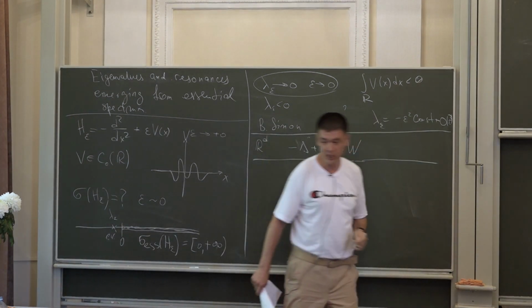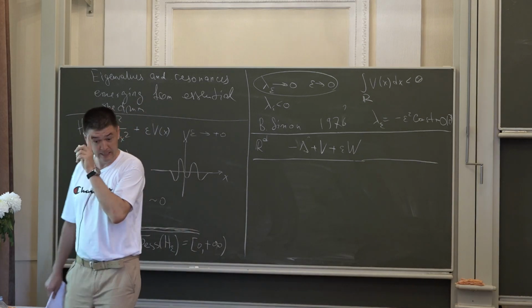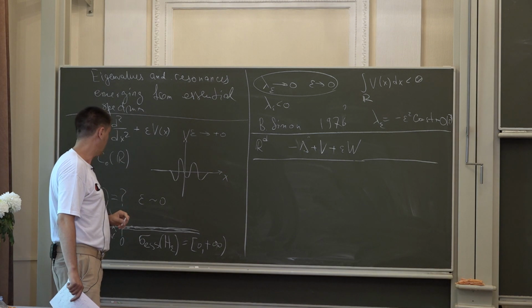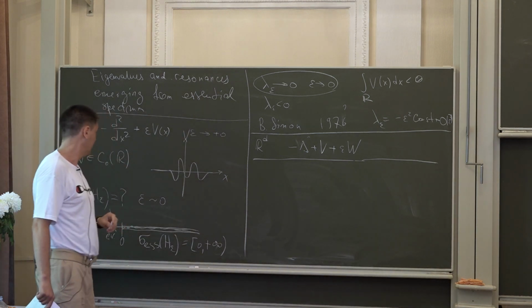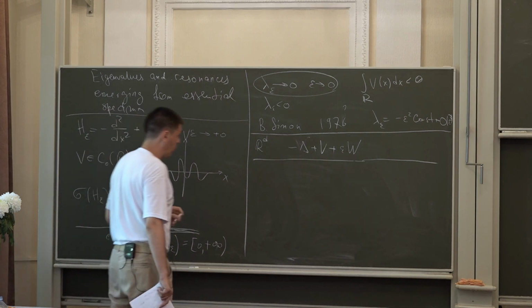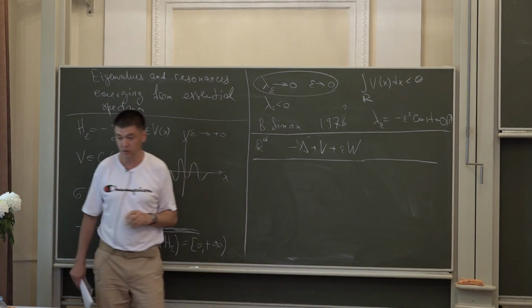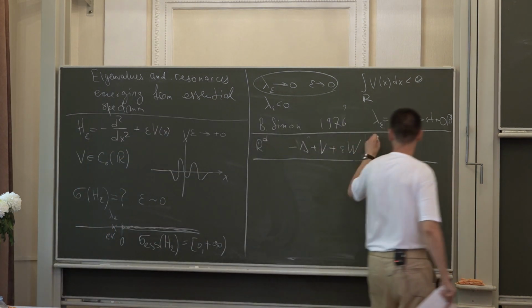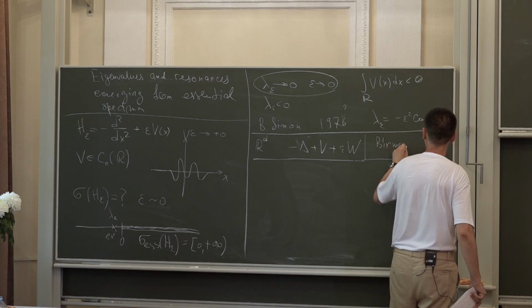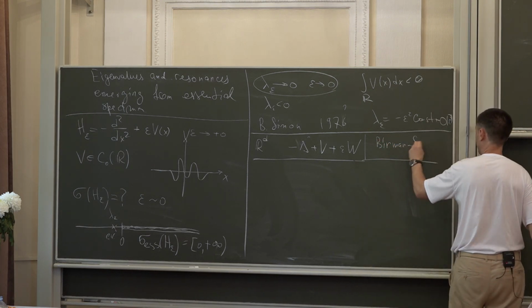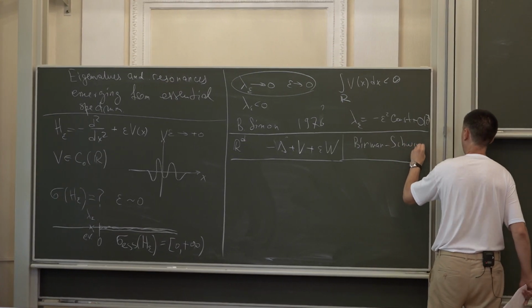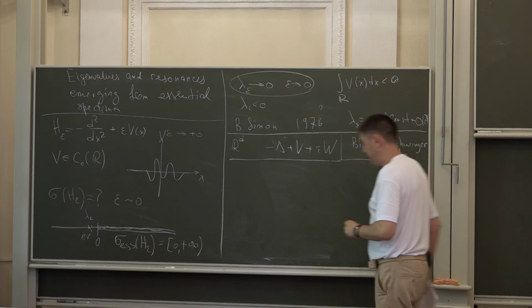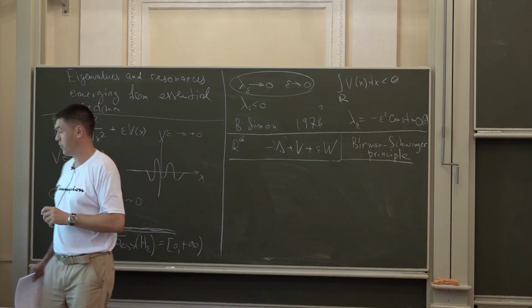Okay, but this was just an example, and the technique which was used by Simon, so he assumed that V is real and the operator was self-adjoint, and then he referred to the Birman-Schwinger principle, of course. And actually the technique is a variation of this principle. The very basic idea is, of course, based on this principle.